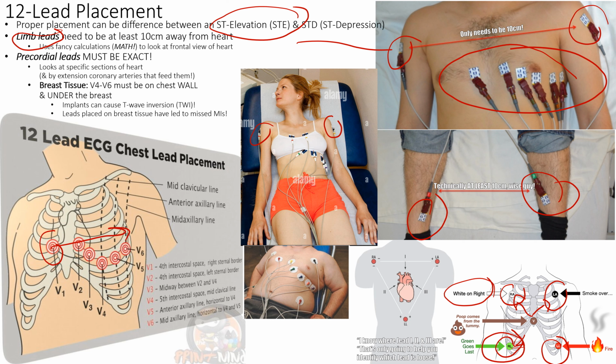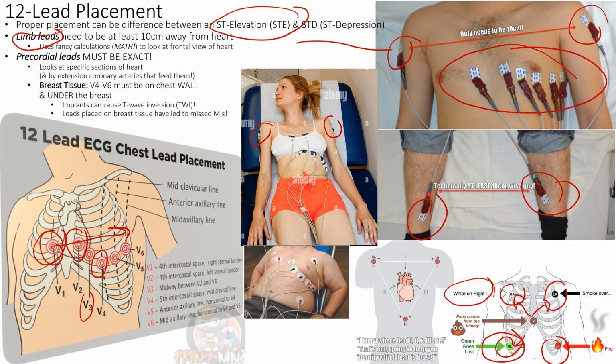So V1 needs to be right here: fourth intercostal space, right sternal border, and then our V2 on the other side. And usually if you're doing EKGs, you'll then place V4 next, because that is the fifth intercostal space, midclavicular. And then V3 we just estimate. You can put it halfway in between, right?